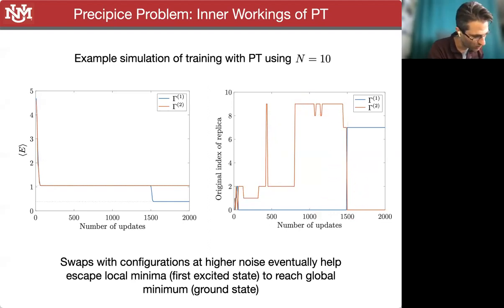Until this event here, which notice is exactly this point here. The configuration at the higher energy, the higher temperature, is being swapped with the zero temperature case. And this is what causes the zero temperature case to find the ground state. So the fact that we're doing this traversal in higher temperature, higher noise replicas helps us get out of the local minima that we're stuck in to get to the global minima, which is exactly what we wanted parallel tempering to do.